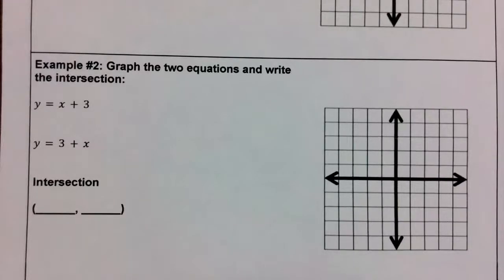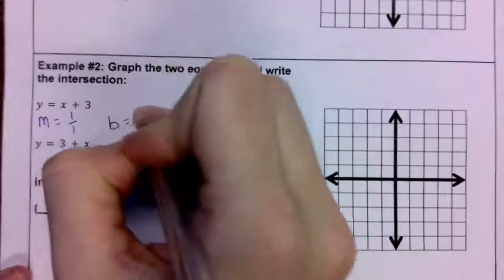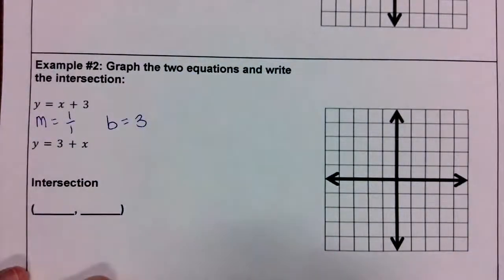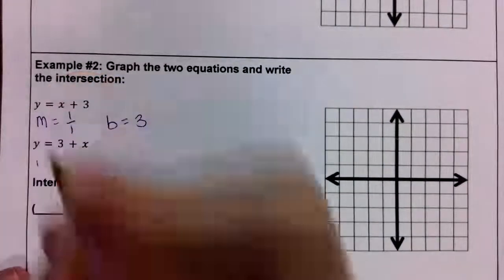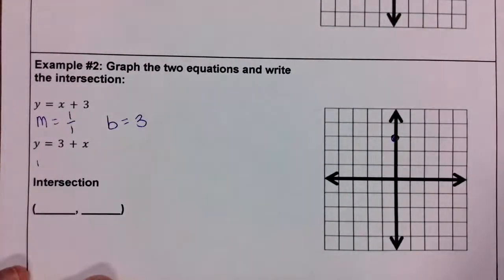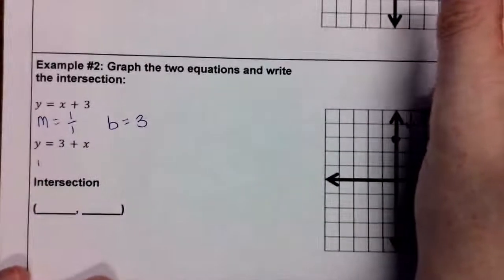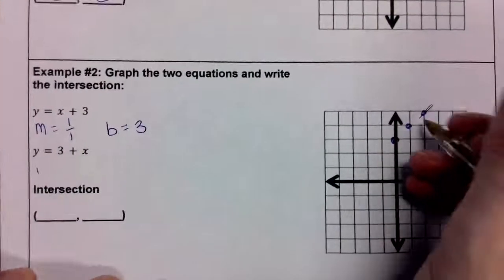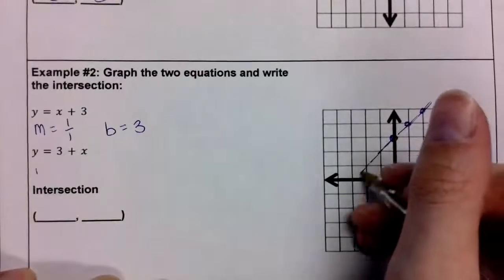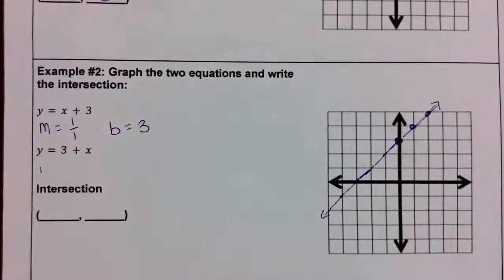So let's do the same thing for this one. What is our m? 1, and it's going to be over 1. What is our b? 3. What? And then plot 1, 2, 3. Oh, it's the same equation, isn't it? Up 1, over 1, up 1, over 1. And then we're going to graph the line. Good. We will come back for the second one.